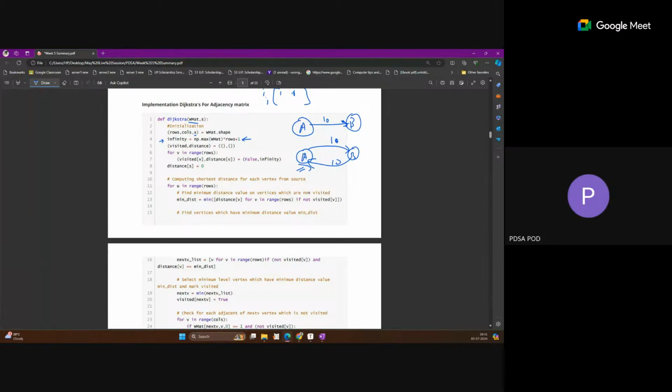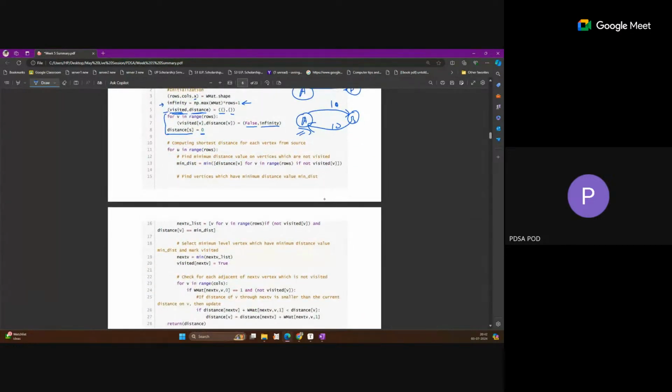After that, we are maintaining these two parameters which I have discussed. One is visited and another is distance. Visited and distance are both dictionaries. In the visited dictionary, we maintain whether a node is visited or not, and in distance we maintain the shortest distance from the source. Initially, we are assigning some values. You can see for each vertex we are assigning false, meaning not visited, and infinite for distance. After that, for the source, we assign a distance of 0. This is the next step we have discussed: we consider the source as 0 distance.